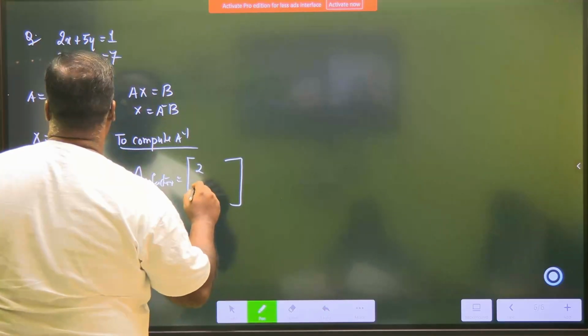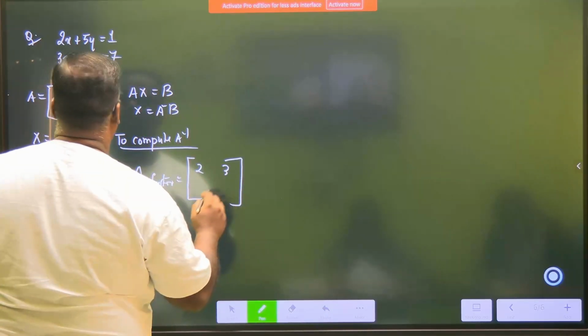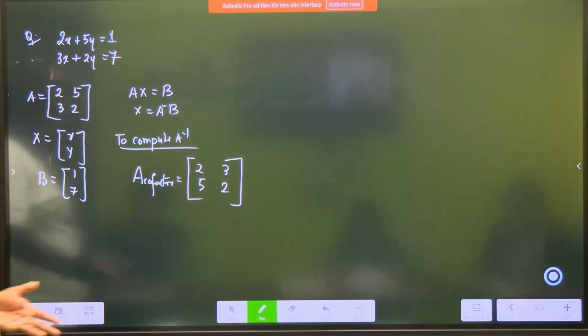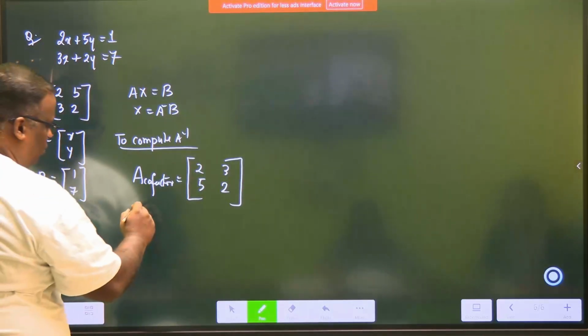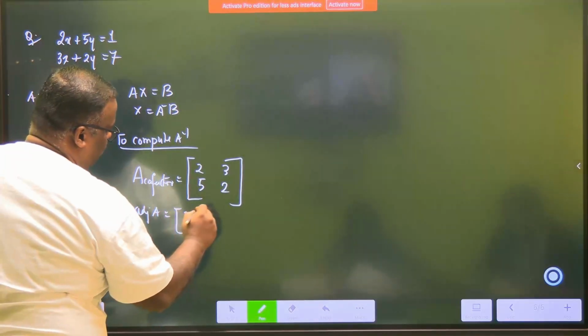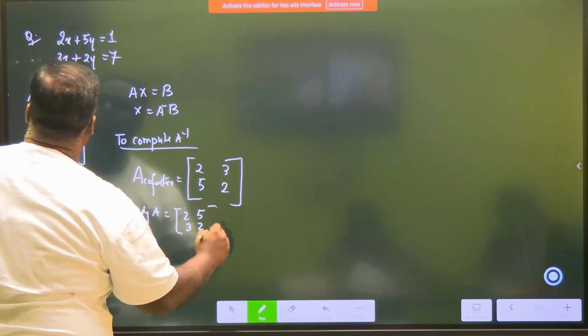2 cross 5, you have got 3. Cross 3, you have got 5. Cross 2. This is the cofactor matrix. It's very easy. Then we need to find Adjoint A. Adjoint A would be 2, 5, 3, 2.